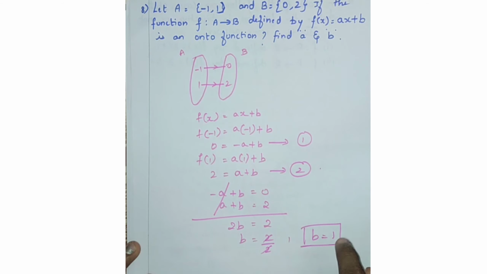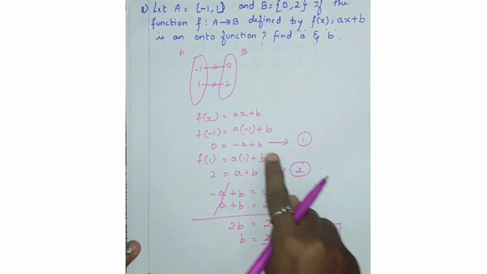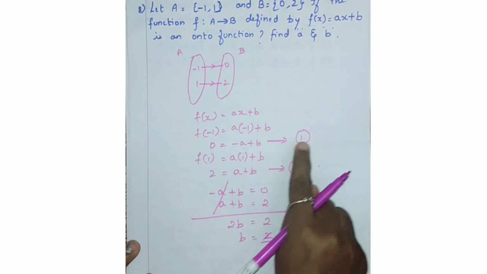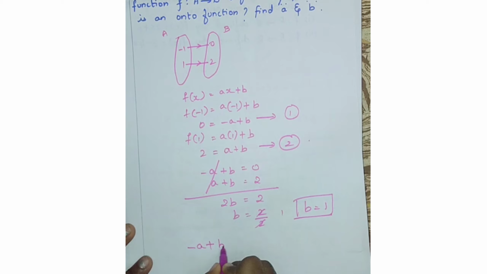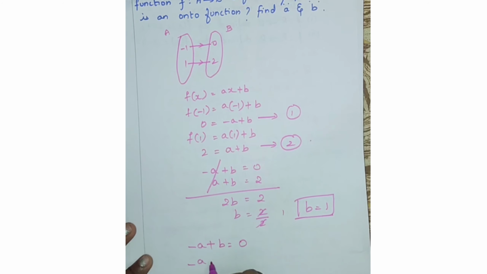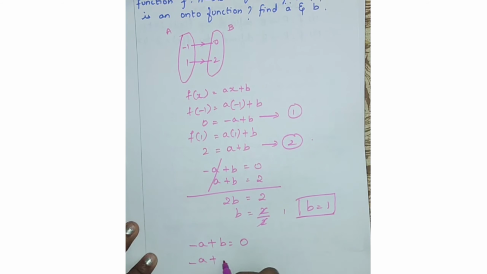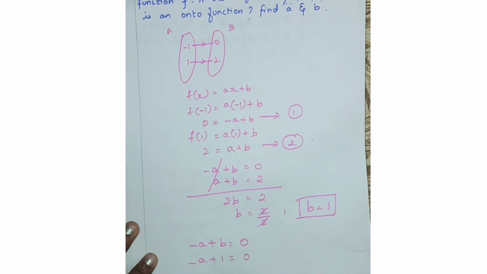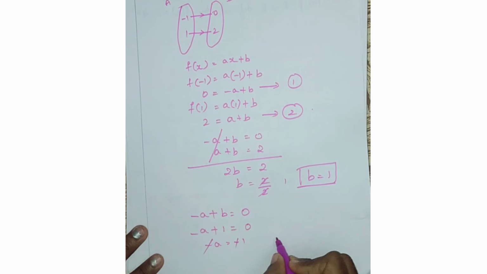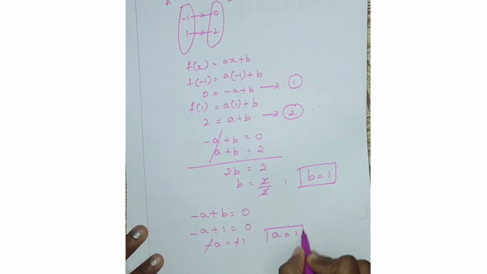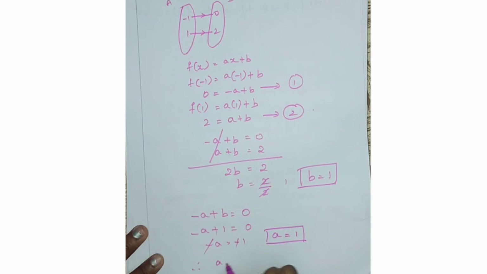Now substitute this value of b in any one of the equations. Let me take equation 1. What is equation 1? Minus a plus b equals 0. So minus a plus, what's your b? It's 1, equals 0. So minus a, if I shift plus 1 to this side, it becomes minus 1. Minus minus get cancelled. Your a value is 1. Therefore a is 1 and b is 1.